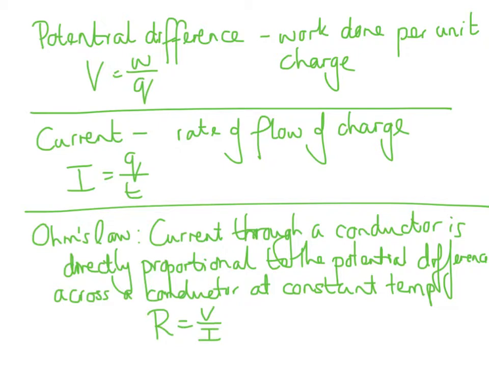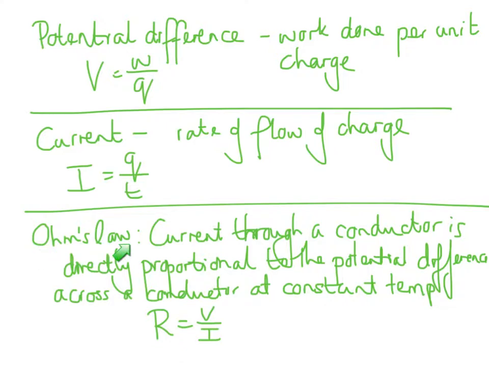Easy as that. Current, this formula is also on your information sheet. I think it might be written as Q equals IT, but it's the same thing. I is equal to Q over T. So what is current? It is the rate, because we're dividing by time, of flow of charge. So it's the rate of charge moving. So you need to have that definition in your quiver.